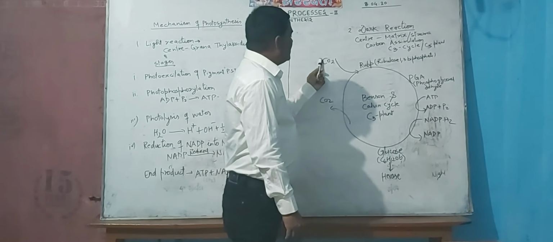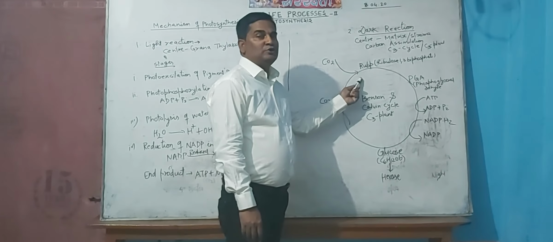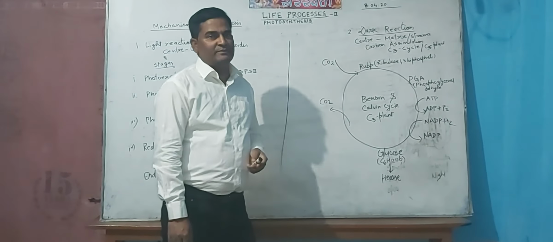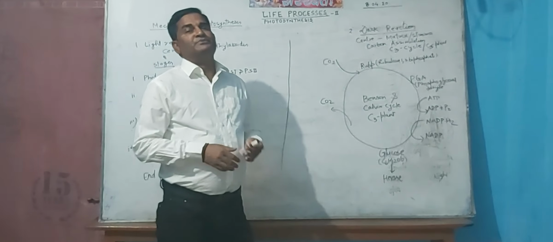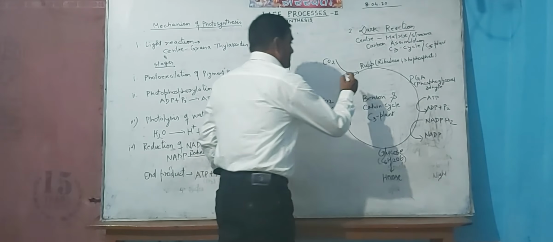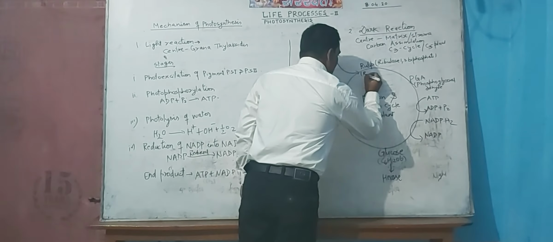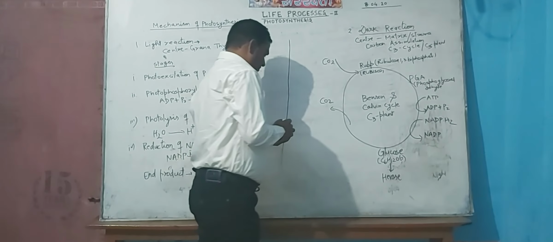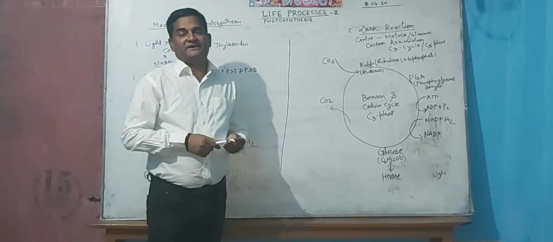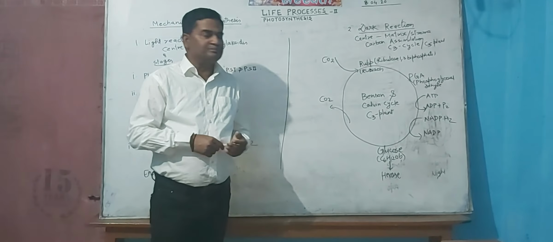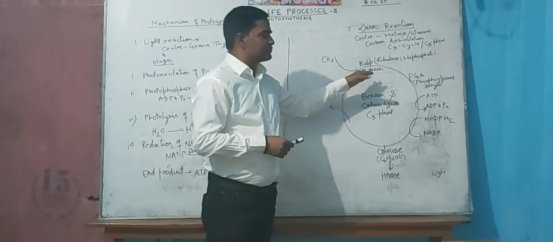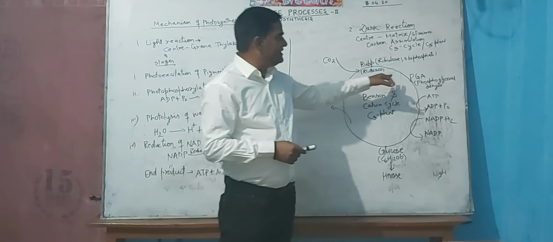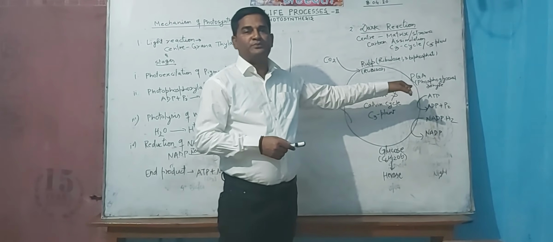The atmospheric carbon dioxide is trapped by RuBP. RuBP is a chemical, that is ribulose 1,5-bisphosphate. It traps the carbon dioxide with the help of a special enzyme, Rubisco. Rubisco enzyme and RuBP trap the carbon dioxide and the cycle is started. It forms so many intermediate products, but the first stable product formed is PGA, that is phosphoglycerate.